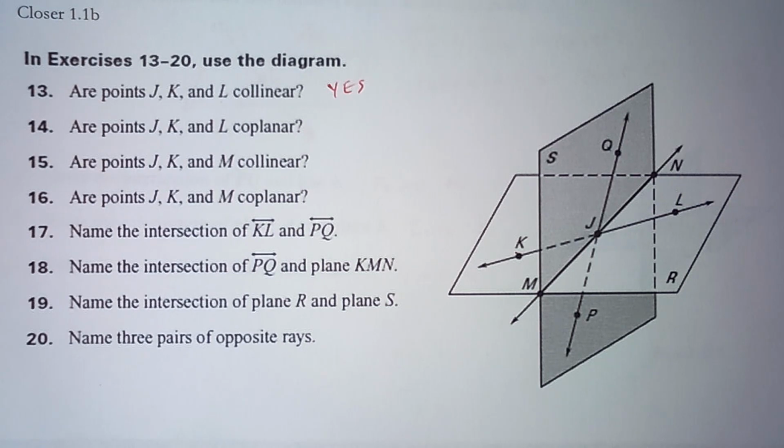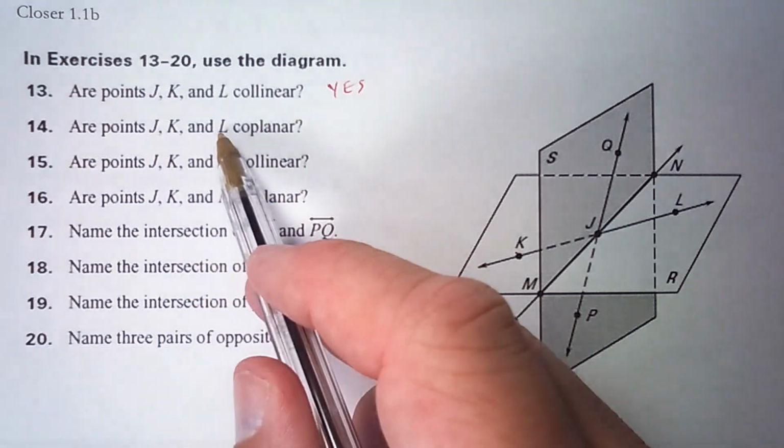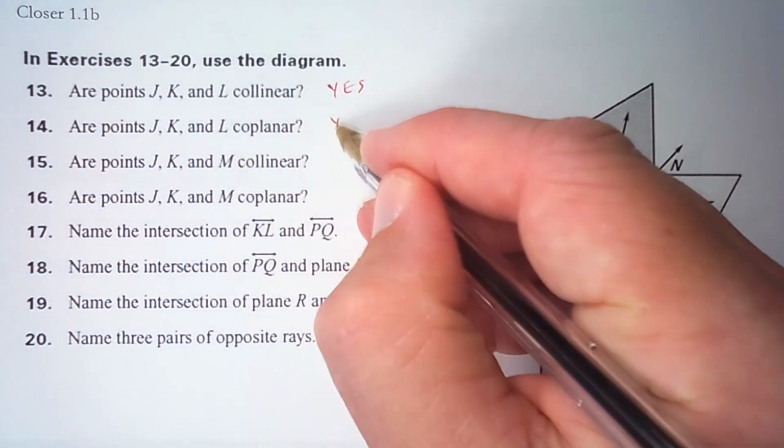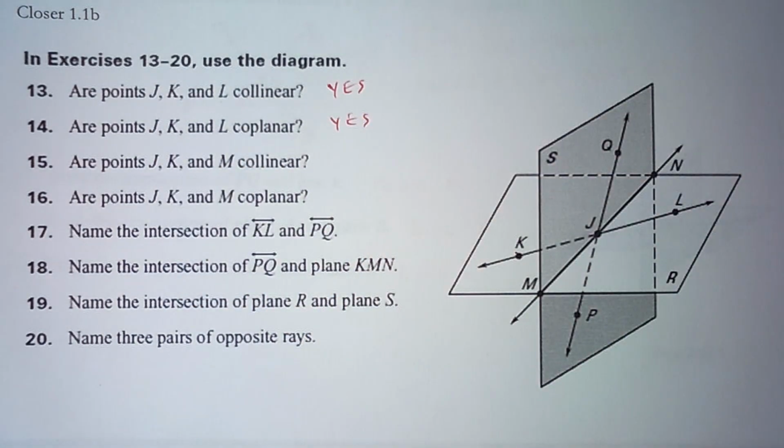Are J, K, and L coplanar? I don't care where those points are. 3 points, any 3 points in the world are coplanar, so the answer is going to be yes.